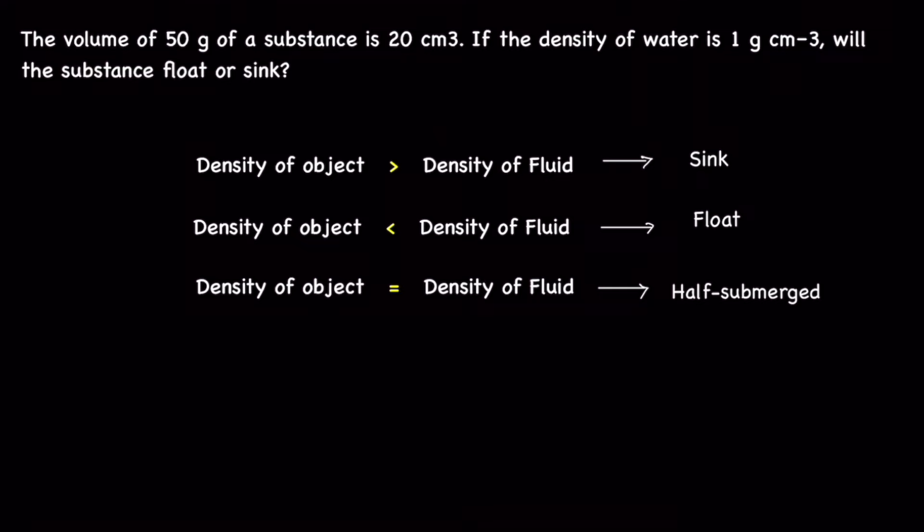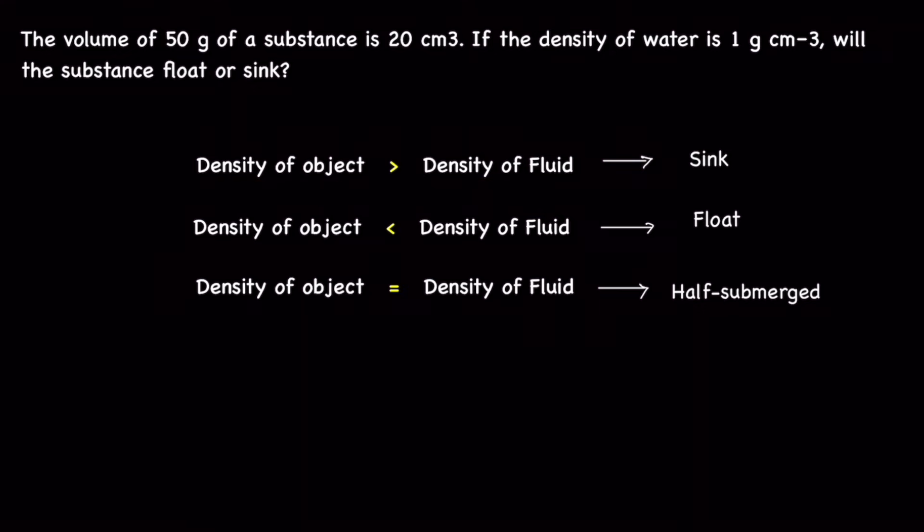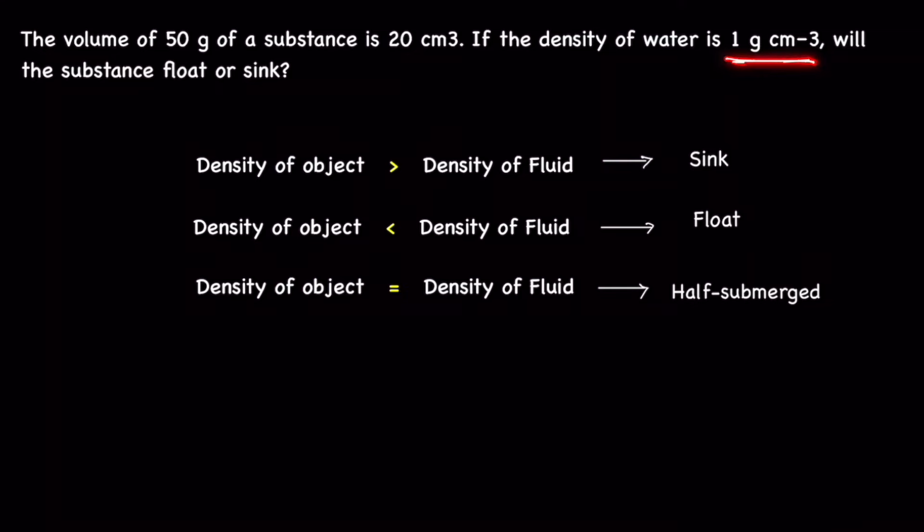So we just studied the relation between the density of the object and the density of the fluid. So first our work is to find the density of the object, because the density of the fluid is already given, 1 gram per centimeter cube, and this is the CGS unit. It's not SI unit. CGS unit means centimeter, gram and second. So how to find the density of the object?